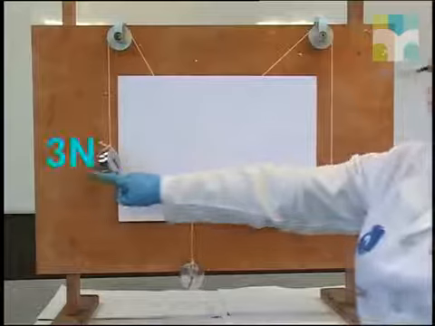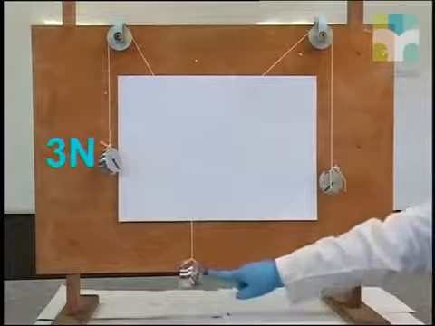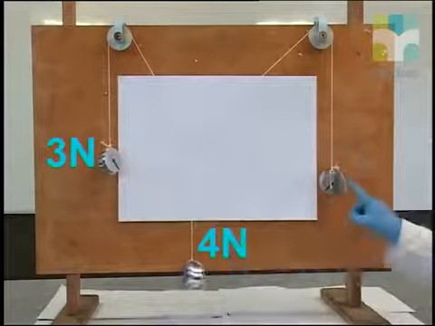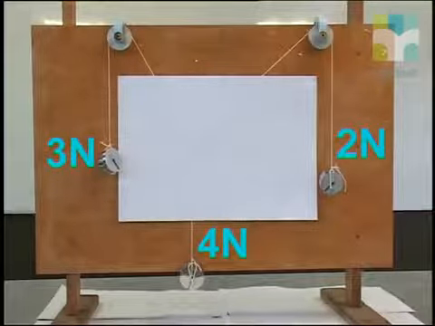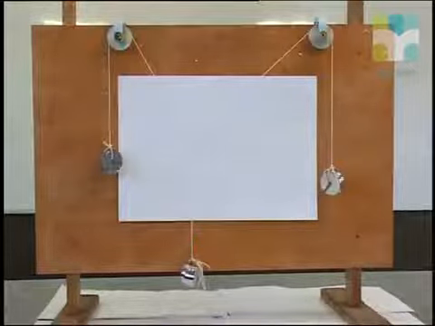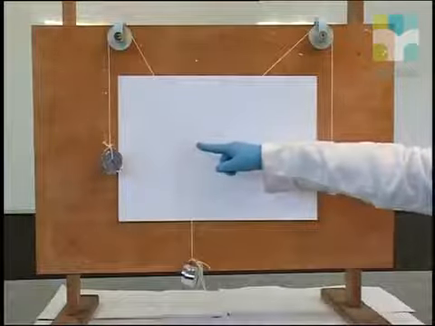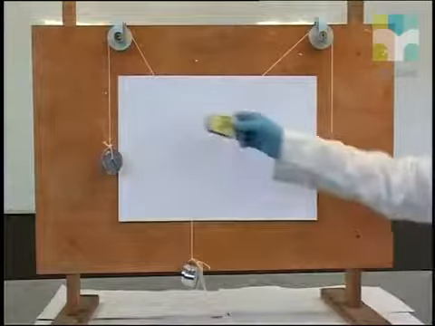This one on the left is 3 newtons, this one in the middle is 4 newtons, and this one on the right is 2 newtons. So we know what the forces in the strings are. We have a knot here in the middle. This represents a small body or object.